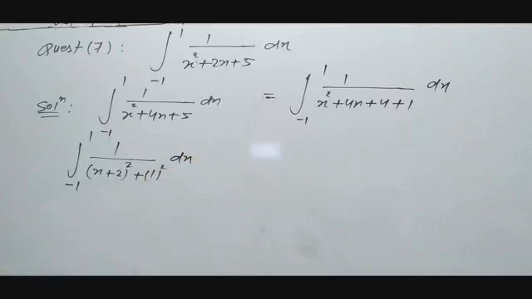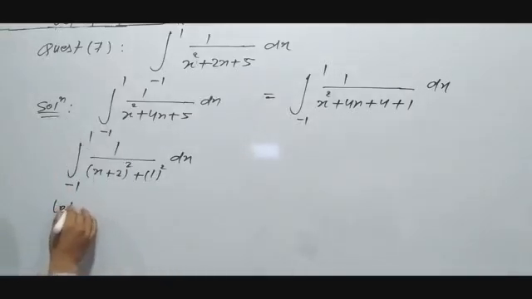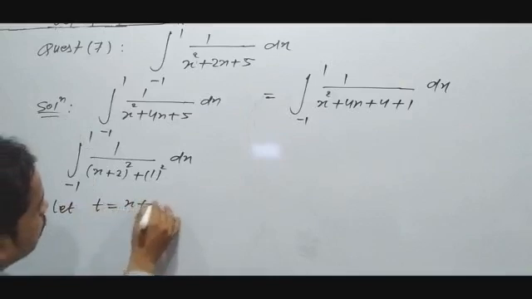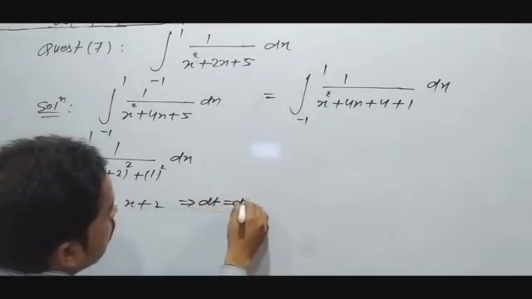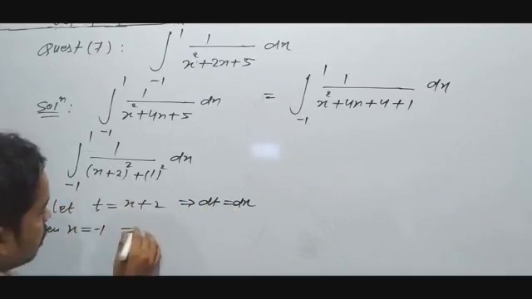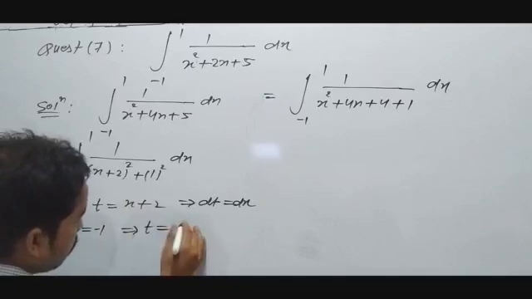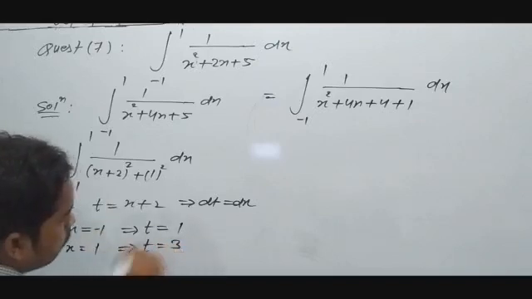Now you have to change the parameter. Let t is equal to x plus 2. This implies dt will be equal to dx. When x is equal to minus 1, this implies t is equal to 1, and when x is equal to 1, this implies t will be equal to 3.